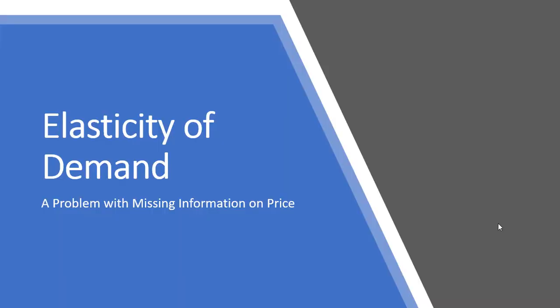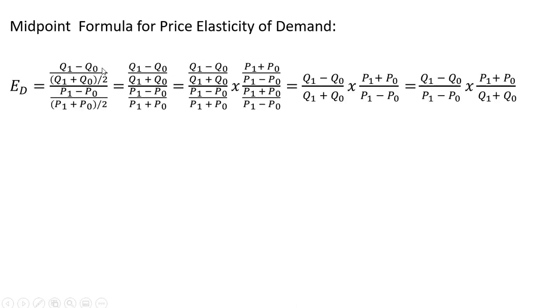We're going to do an elasticity of demand problem where we have missing information on one of the variables, in this case price. So here's the formula that we'll be using, the standard midpoint formula. We have the change in quantity divided by the average quantity, and that's all going to be divided by the change in price over the average price.